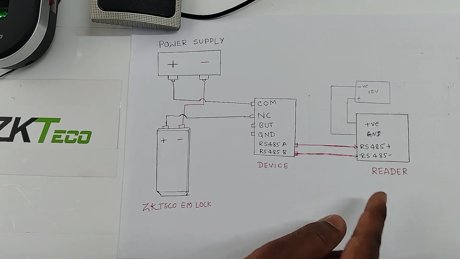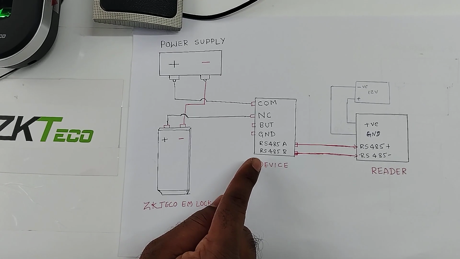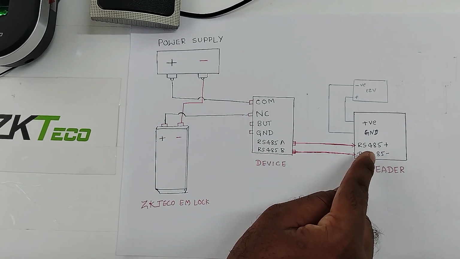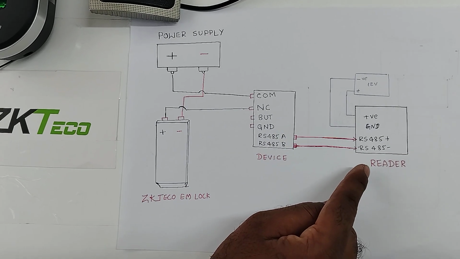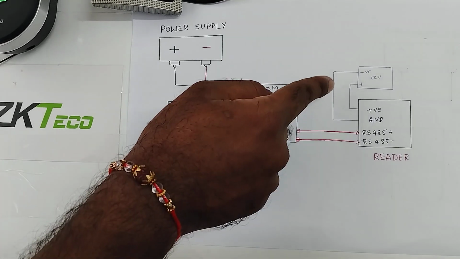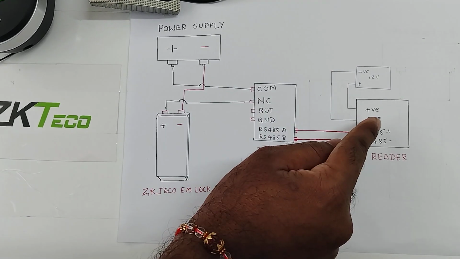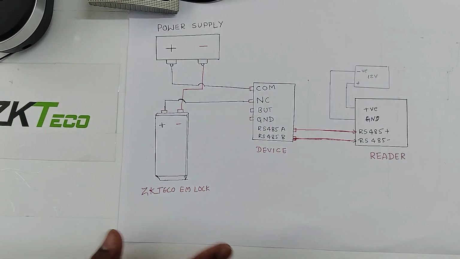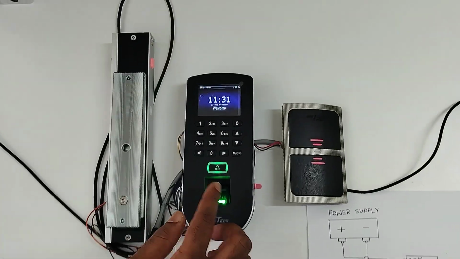And reader connection, from the RS485 reader, RS485 negative should be connected with the device RS485B and RS485 positive should be connected with the RS485A. This reader requires 12V power supply. For that I have given the external 12V power supply. For that we should connect positive to the positive and ground should be connected with the negative. This is how we will do the connection, and we should do some settings in the master device.